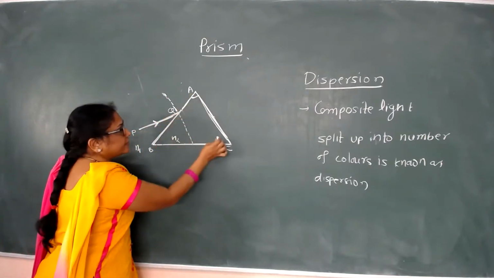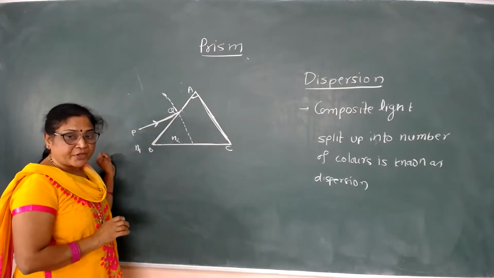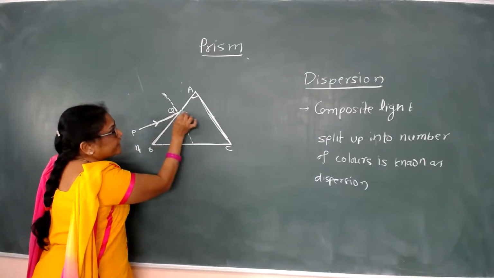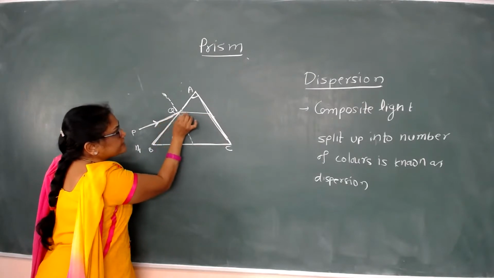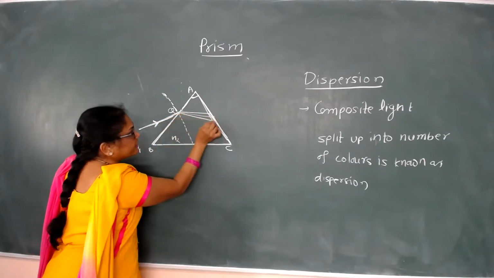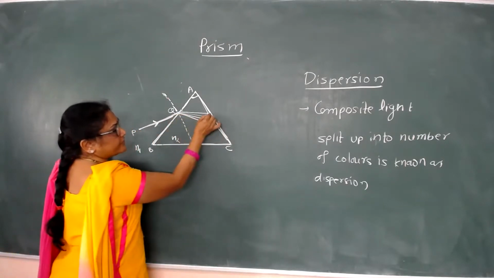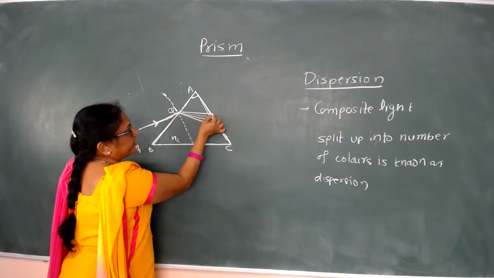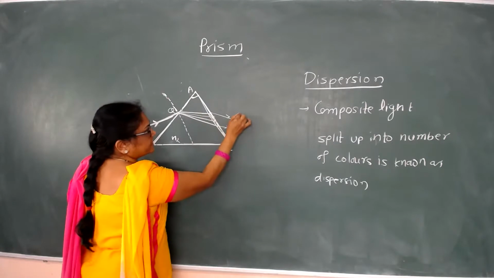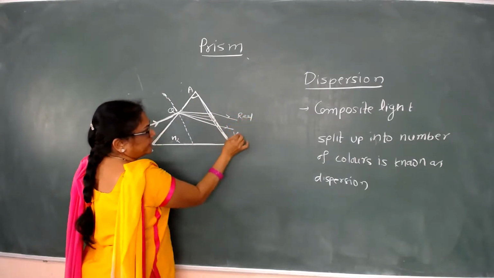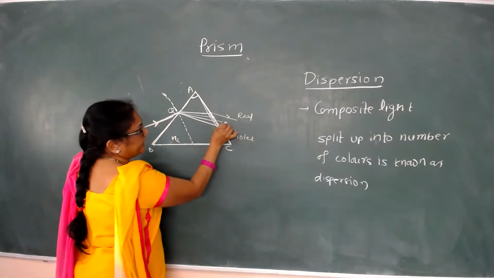When it enters the prism, it is split up into a number of colors depending upon their velocity. Suppose this composite light consists of 7 colors. Out of the 7 colors, consider the minimum and the maximum deviated. The first color which is deviated is red, the last color is violet, and the middle color is yellow.